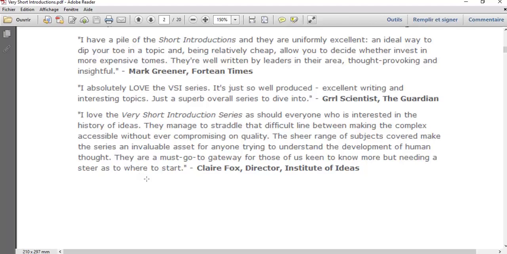I quote further from this blurb by Claire Fox: "They are a must-go-to gateway for those of us keen to know more but needing a steer as where to start."